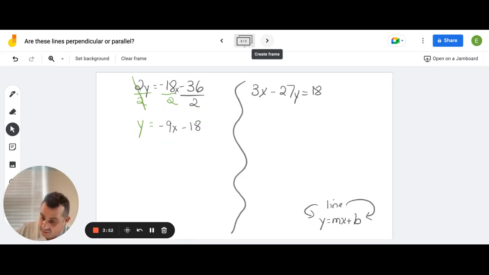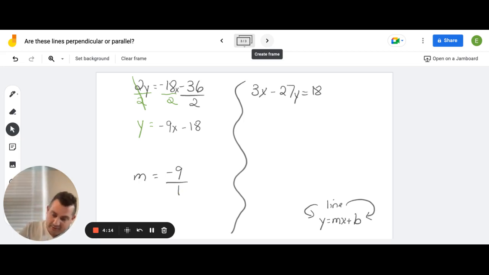And while we're working on this problem, I can identify that my slope will be negative 9. So my m equals negative 9, because that is the term that's attached to the x. So my slope is negative 9, or we could write it as negative 9 over 1, either or.